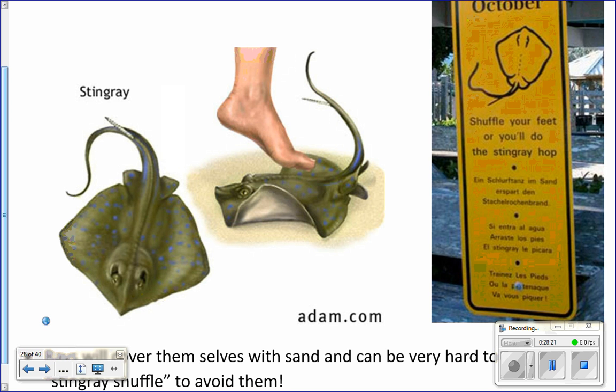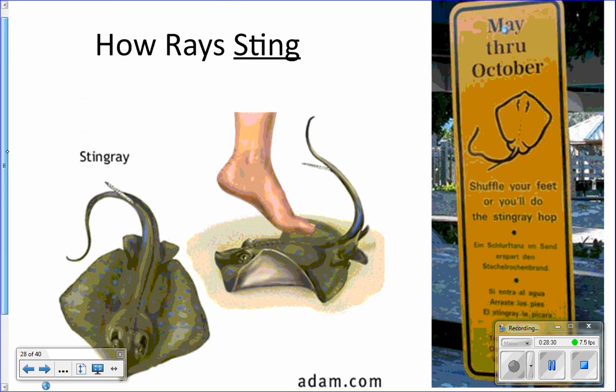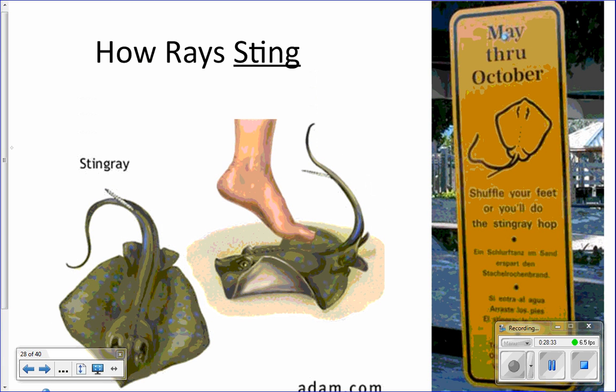So that's why you get stung, right? If you're at a beach and you see a sign that looks like this, it says May to October, okay? It says shuffle your feet or you'll do the stingray hop. What that means is that if you're walking in the water, right? Rays are benthic, so they'll actually cover themselves in sand so you can't see them, right?